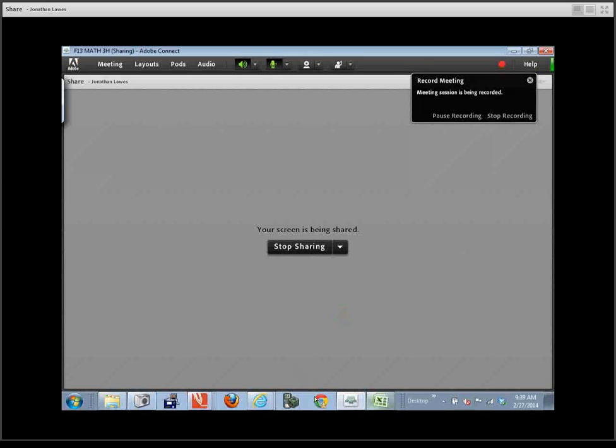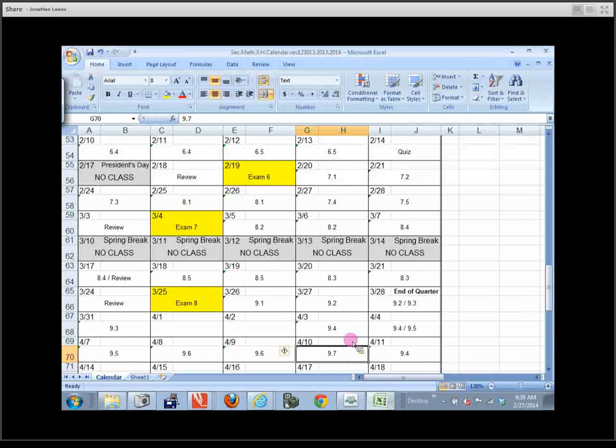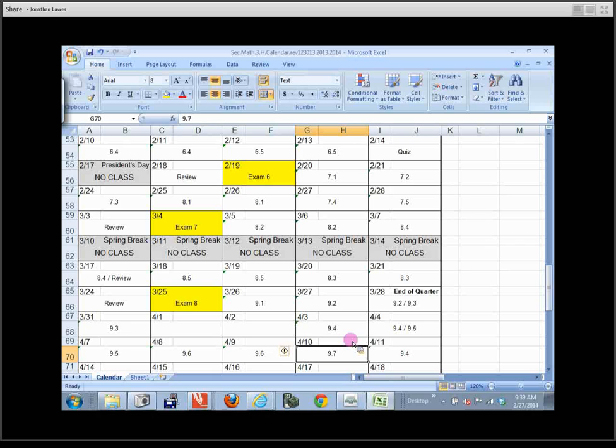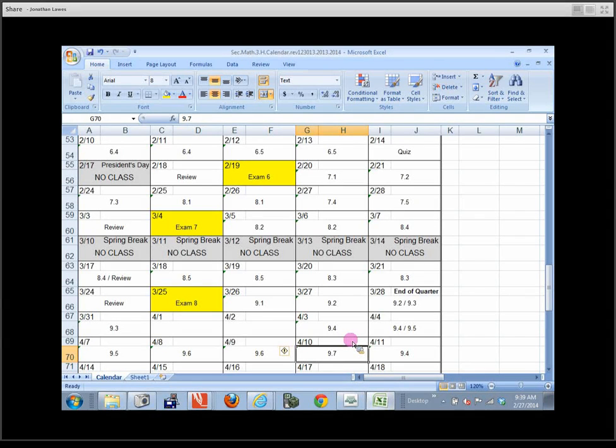I want to show you, I've changed the calendar just a little bit, but let me show you what's going to take us to the end of the quarter. The quarter ends at the end of March. So we're sitting here on, where are we? Thursday the 27th. So we're covering 7-4 today. We're going to cover 7-5 tomorrow, review on Monday, and then we're going to have the test on Tuesday.